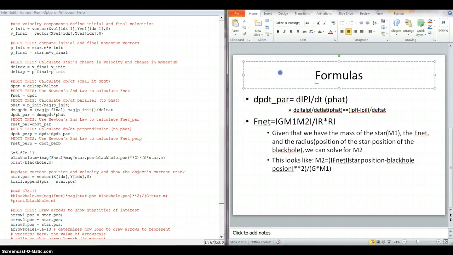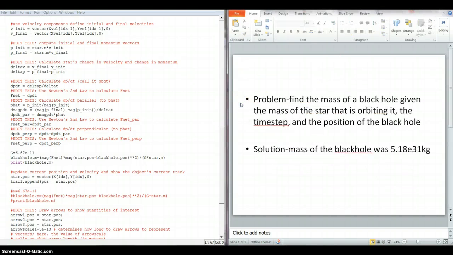Finally, summing everything up, our final answer was that the mass was 5.18 times 10 to the 31st kilograms, and this was found by using the momentum principle in Newton's second law and the universal gravitational law.